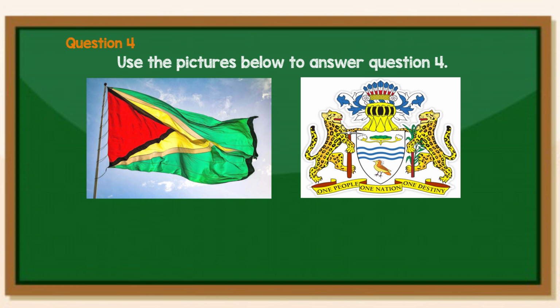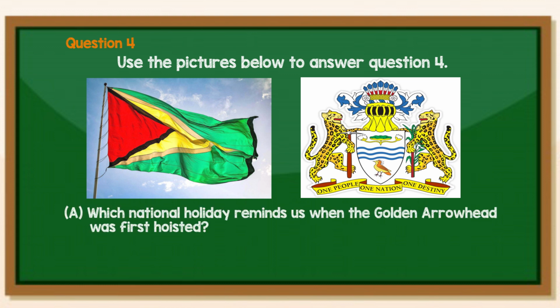Question 4. Use the pictures below to answer question 4. Question 4 has A, B, C, and D. And boys and girls, I am sure you are acquainted with those images. So A. Which national holiday reminds us when the golden arrowhead was first hoisted?